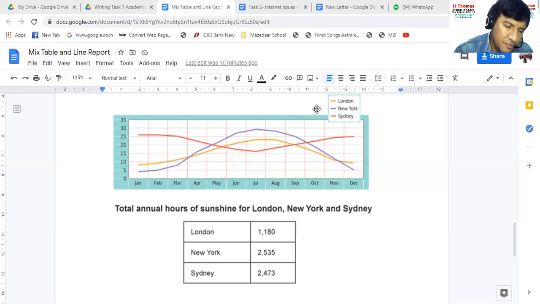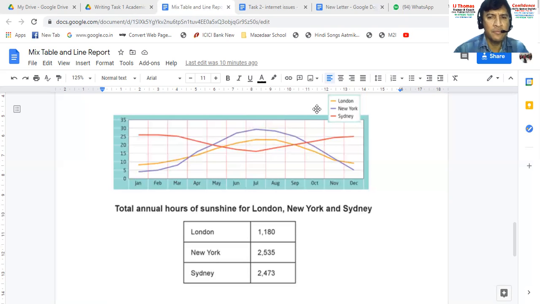Excellent. So how I would say it is: overall it is observed that London and New York showed a bell curve with the highest temperature in the month of July, while Sydney showed a contrary trend with its lowest temperature in July, while the highest were in January and December.